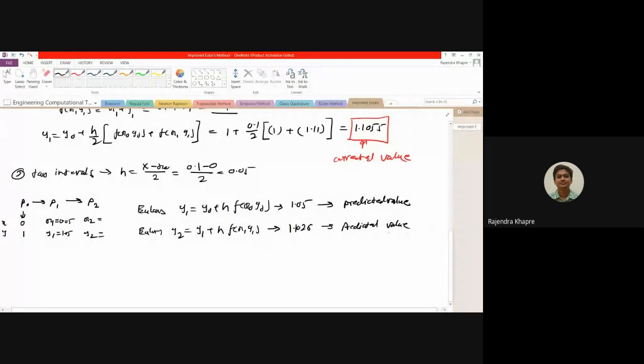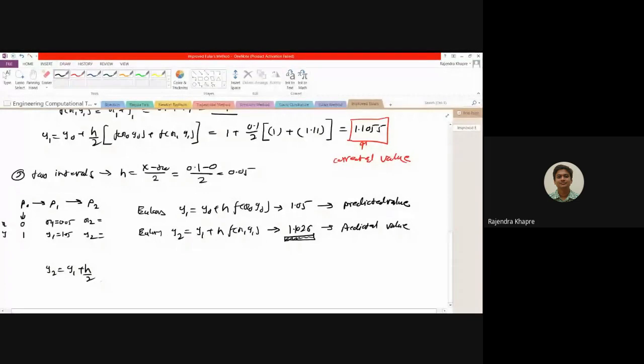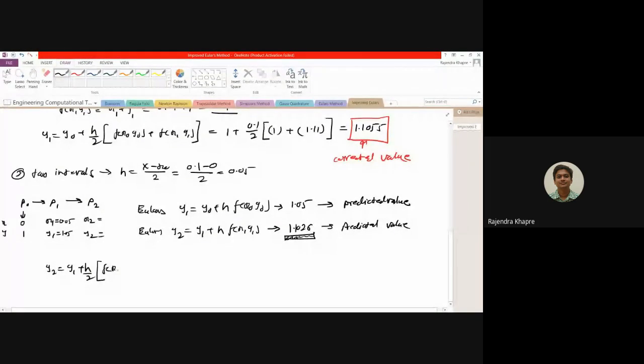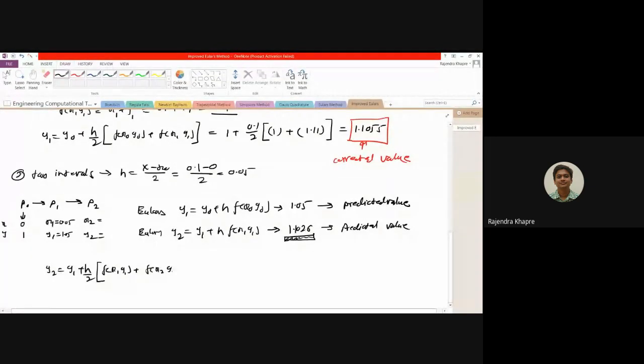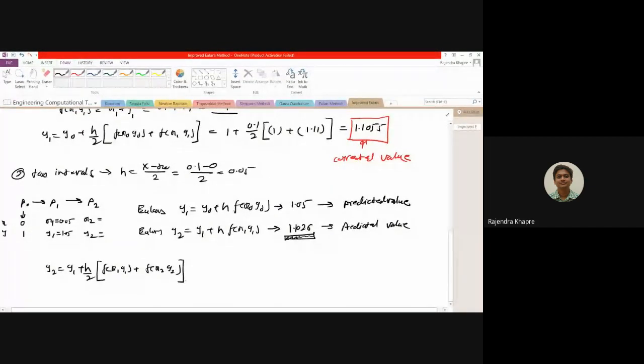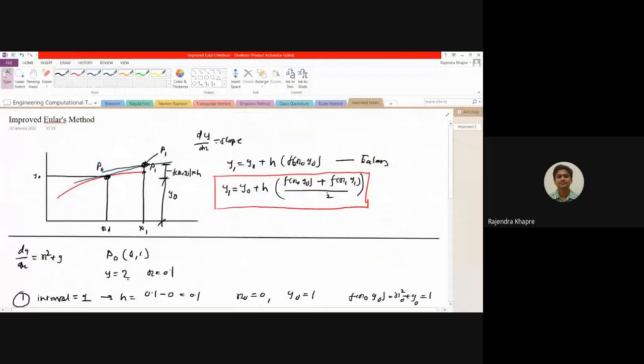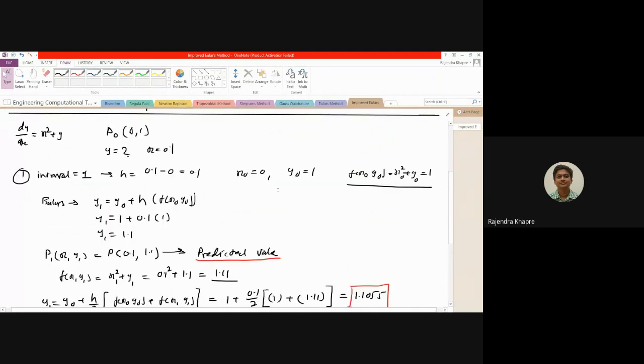Okay, so this is the value which we are interested in. Now we have to apply the correction to this particular value. If you want to correct this value, y2 is nothing but y1 plus h divided by 2 into f of x1 y1 plus f of x2 y2. I'm using the same expression I wrote here. Only thing is now the subscripts are increased by 1.